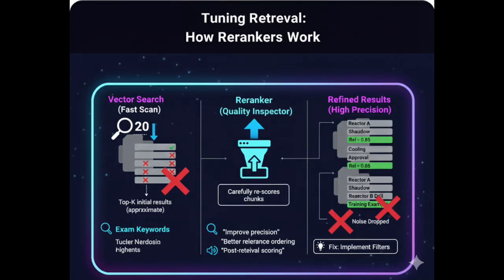A re-ranker is a second, smarter pass over retrieved chunks. Here's how it works. First, vector search retrieves top K chunks, fast but approximate. Then, a re-ranker rescores those chunks more carefully and keeps only the best ones. Think of vector search as a fast scanner. Re-rankers are quality inspectors. In the nuclear plant example, vector search might retrieve a shutdown overview, cooling system approval, a Reactor B emergency drill, a training example. The re-ranker pushes the actual Reactor A shutdown steps to the top and drops the noise. Exam keywords to listen for: improve precision, better relevance ordering, reduce noise, post-retrieval scoring. Those words point to re-rankers.